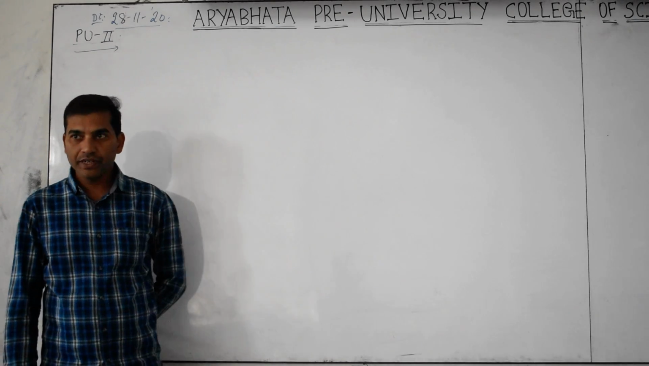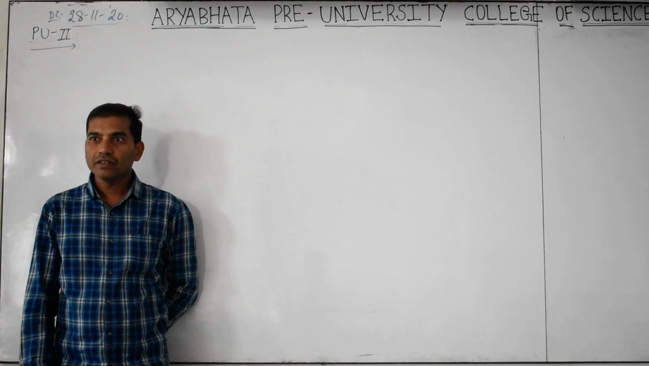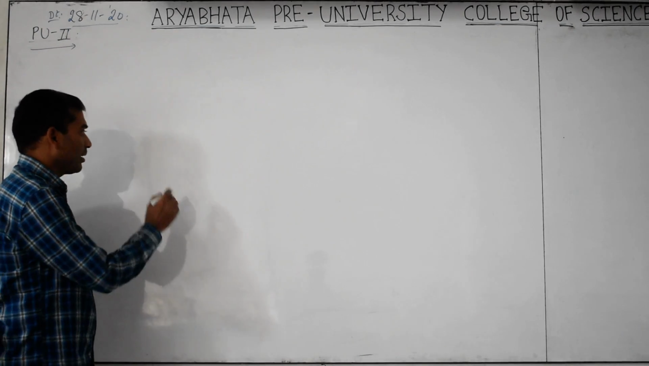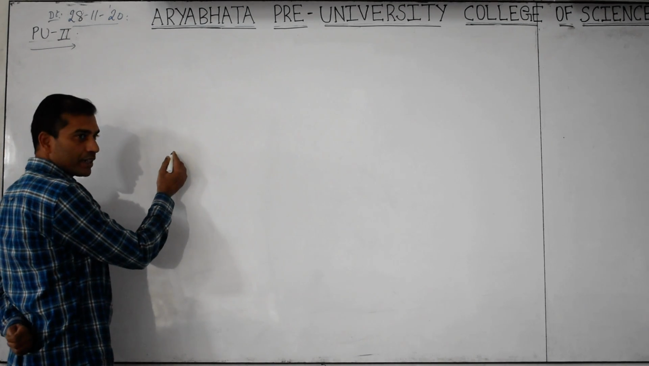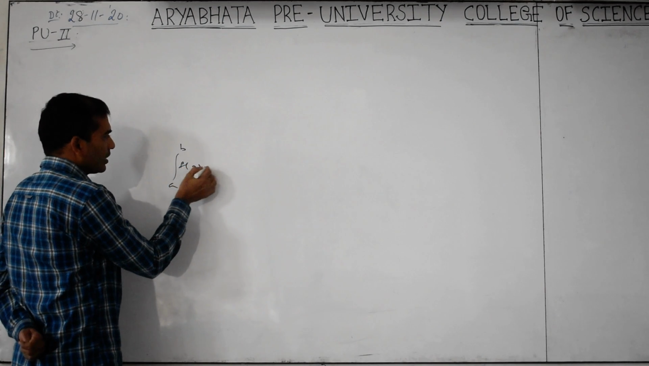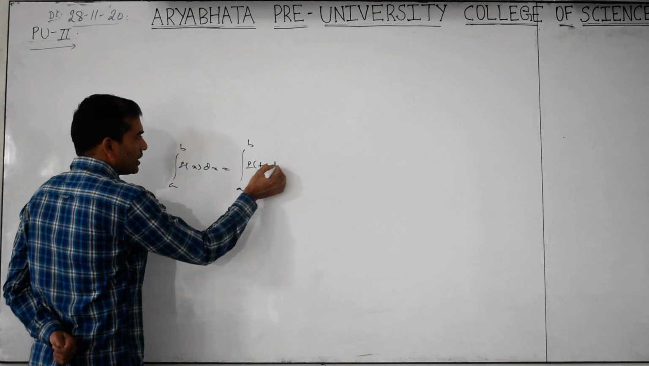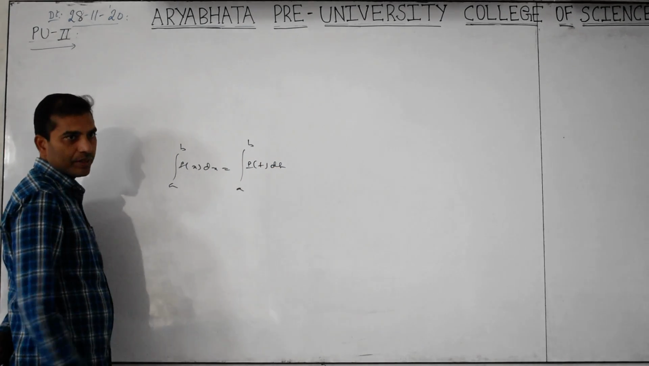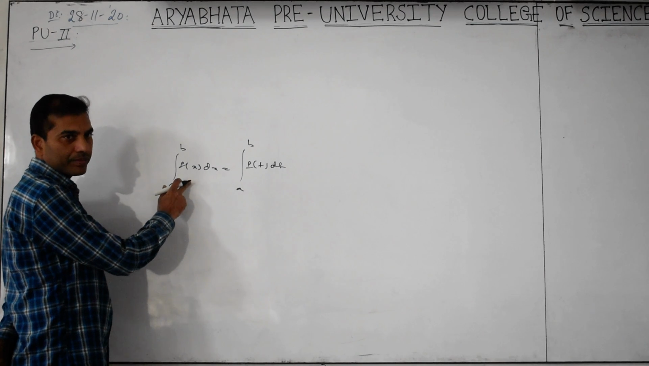Properties of definite integral. We have discussed 4 properties yesterday. Once again, I am discussing those properties. First property: integration of a to b f of x dx equals integration of a to b f of t dt. That means change the variable. If you change the variable, there is no change in the definite integral value.